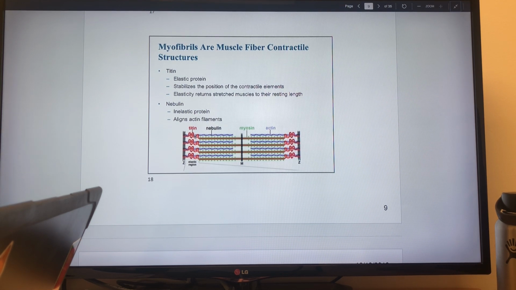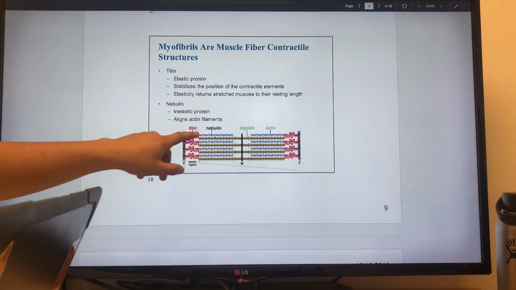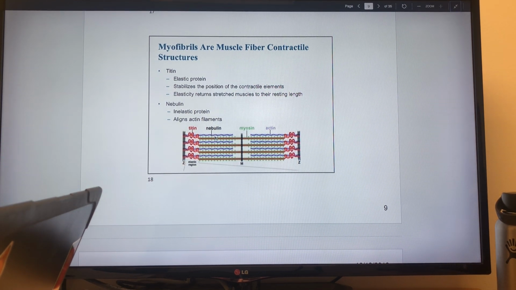It's like a spring. While nebulin is your inelastic, and it aligns the actin filaments. So you have a bunch of actin, right? But not all the actin is aligned properly. Think of it as when you were little in kindergarten and you just had to line up. It was like a zigzag. Everyone was standing next to their friends. They were lined up, so to speak, but they weren't properly lined up. So the teacher, who is like a nebulin, would come and be like, all right, everybody straight line. She'd straighten out the line.